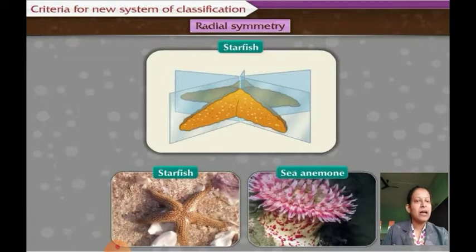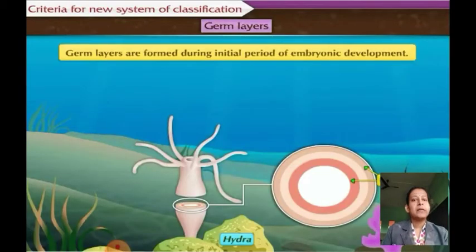Even Hydra and all the cnidarians show the radial type of symmetry. Okay, we are going to study the next criteria now. The third criteria for the new system of classification is germ layers. Germ layers are formed during the initial period of embryonic development. You know now what an embryo is. Embryo means the one which is formed inside the mother's womb.